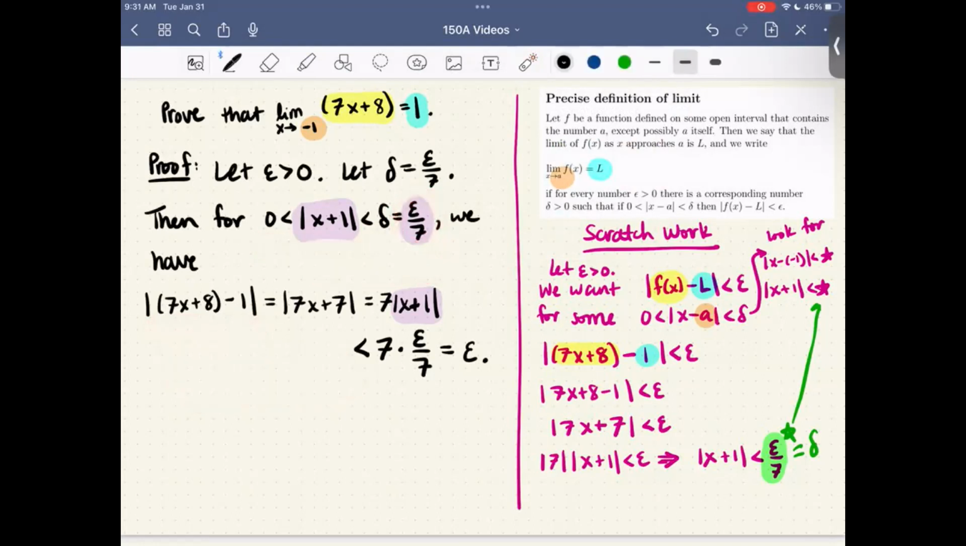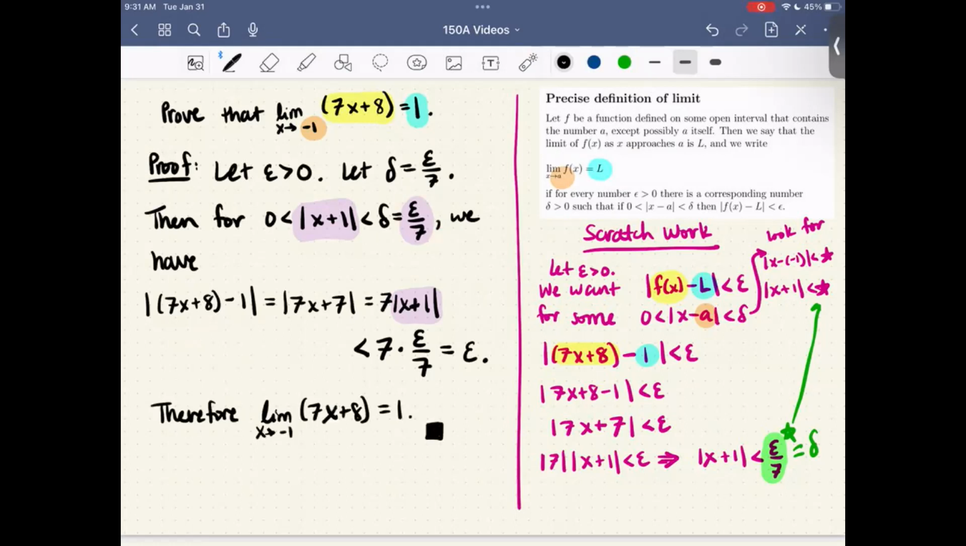And then at the end here we say, therefore, the limit as x approaches -1 of 7x plus 8 equals 1. And then we end our proof with a little box.